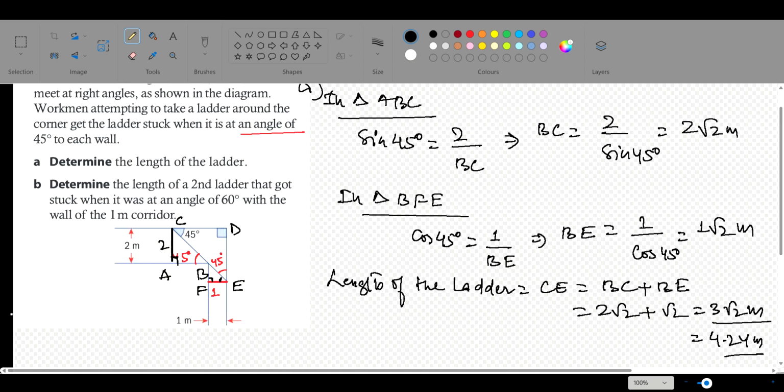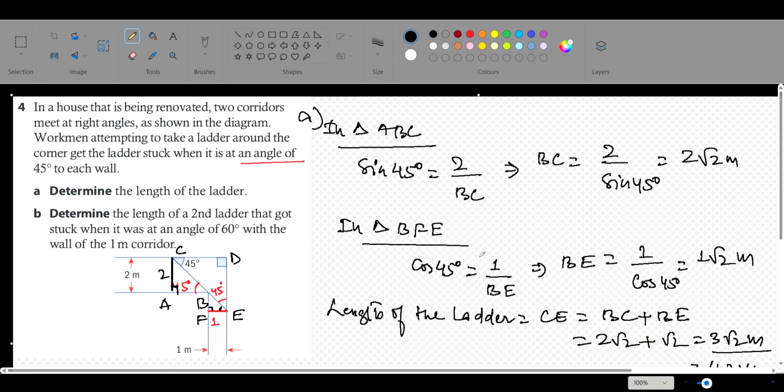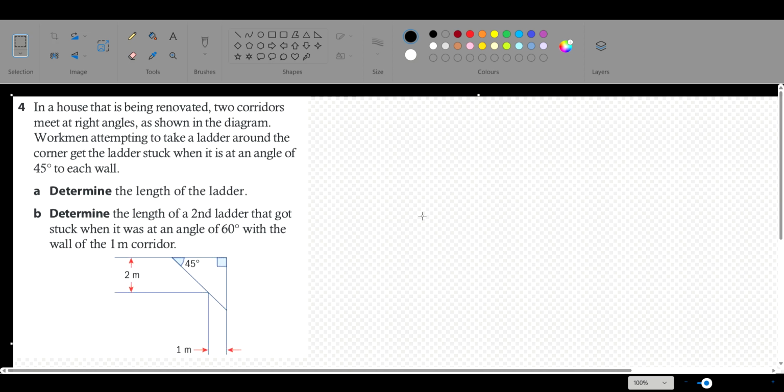Okay, is it clear? Alright, let's take the next part. I need the new structuring of this question. This time the situation changed.